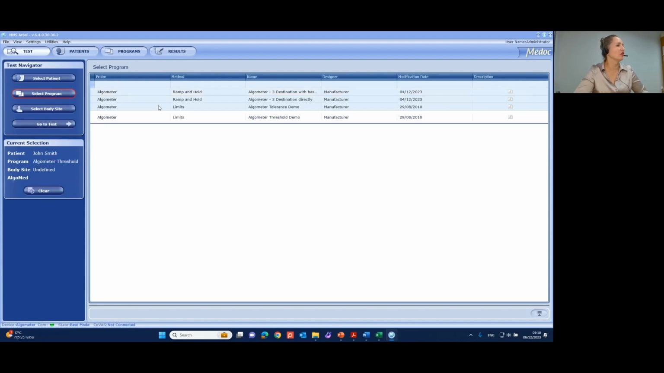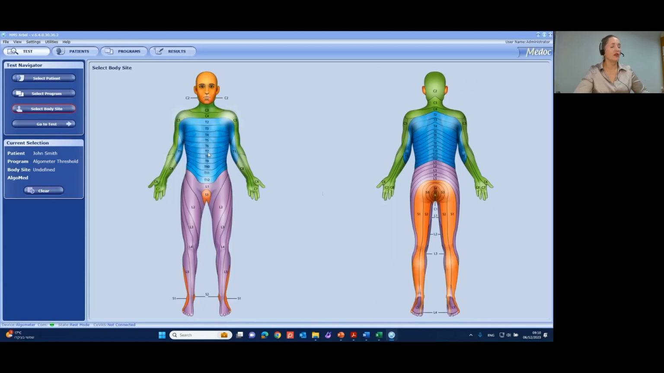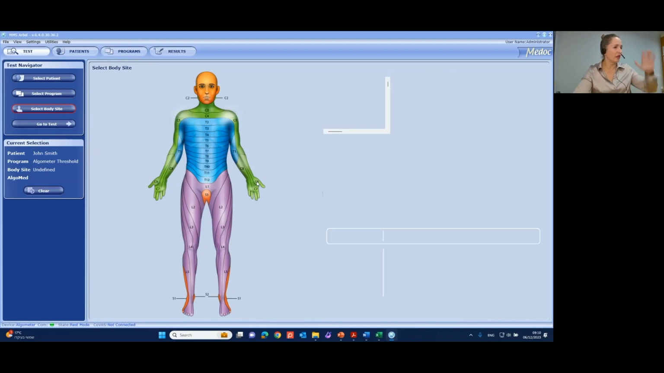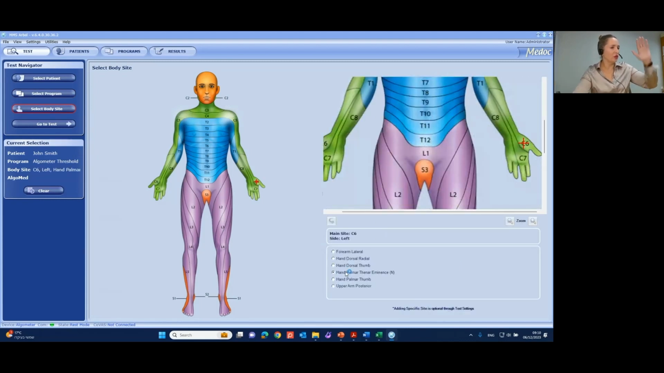So let's do this test, the limits test for the pressure pain threshold. Since I'm going to do this on myself, I want a body site that I can reach. So let's take my left thenar eminence, and you can choose that body site, and it will also be noted in the results. And let's go to the test.